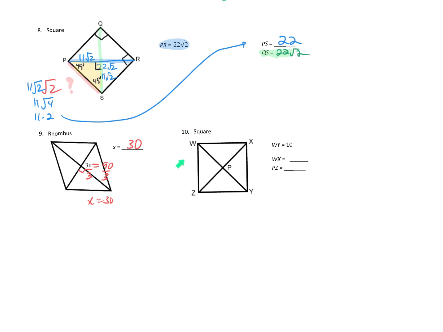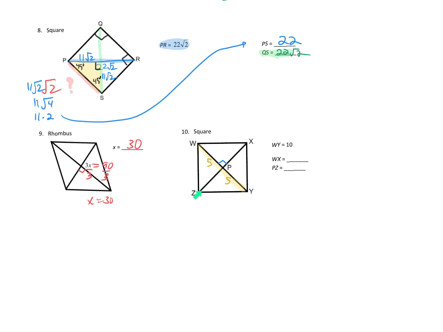Well, it's a square. And a square is a rhombus, so all these diagonals are perpendicular. WY is 10. And the diagonals bisect each other, so we know that the whole thing is 10 and each half is 5. And they want to know, how far is it from W to X? And also, what about from P to Z?